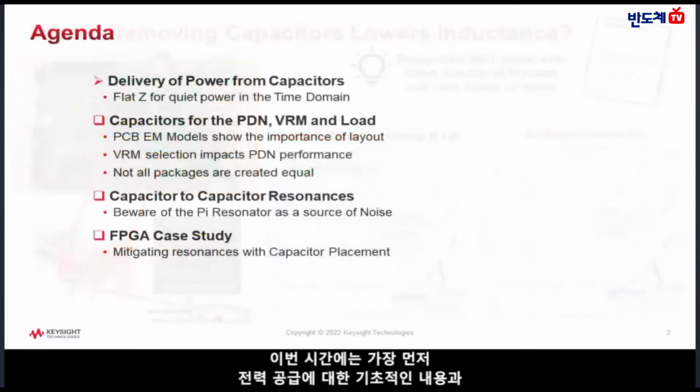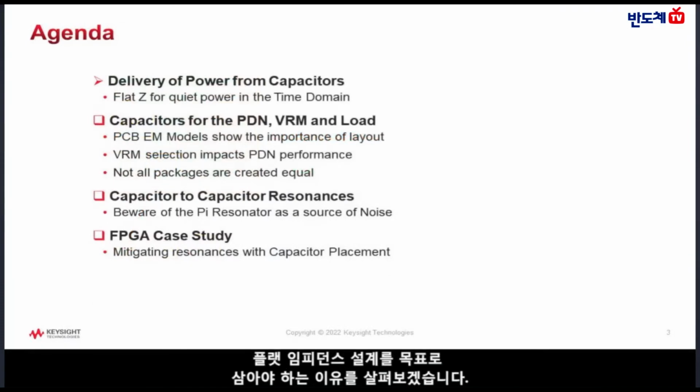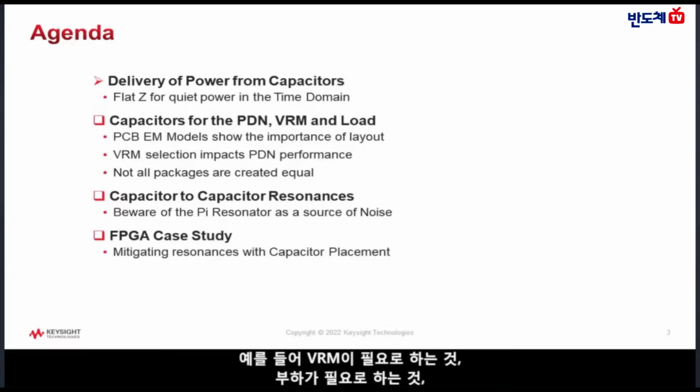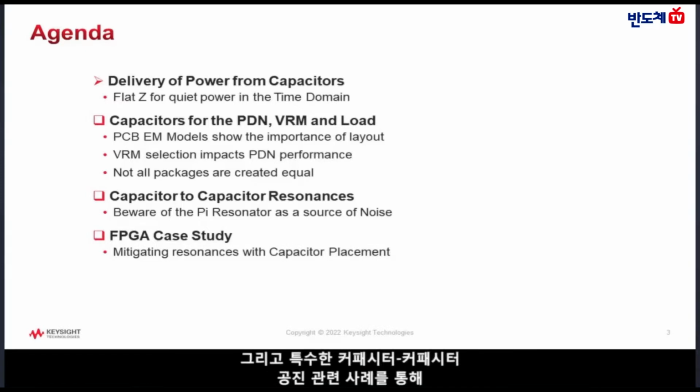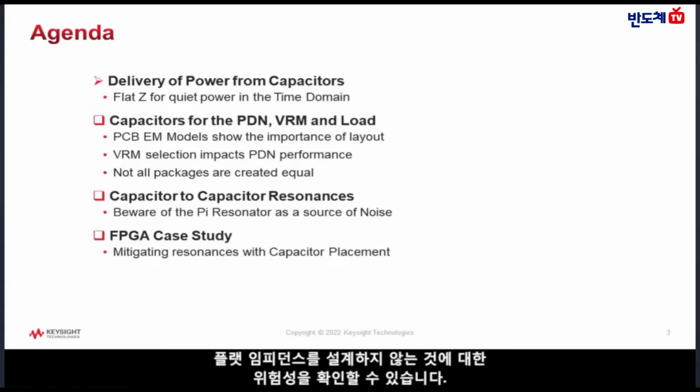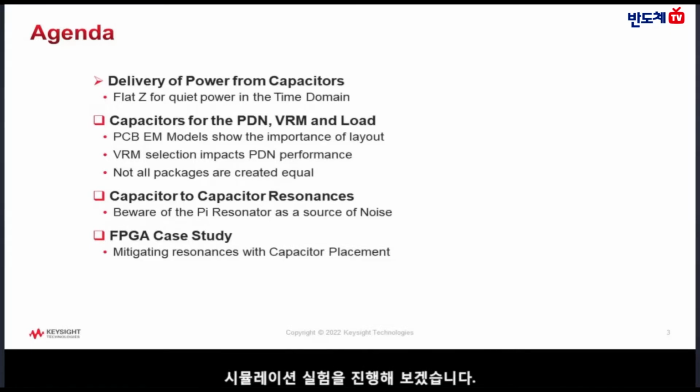webcast. The agenda starts with some basics on power delivery and why flat impedance design is the goal. Then, the capacitor selection and placement will be looked at from different perspectives. For example, what does the VRM need? What does the load need? And what types of models are needed? The special case of capacitor-to-capacitor resonances will show the danger of not designing for flat impedance. Finally, an FPGA case study will be used to run simulation experiments on capacitor placement strategies.